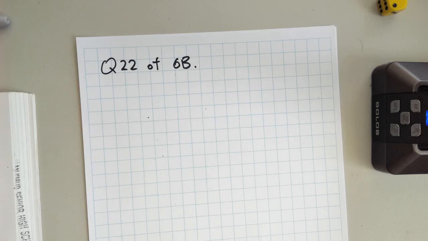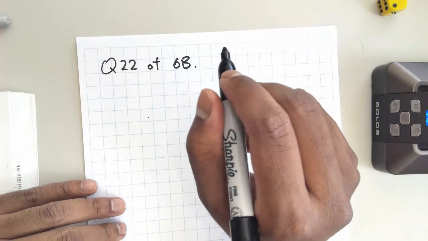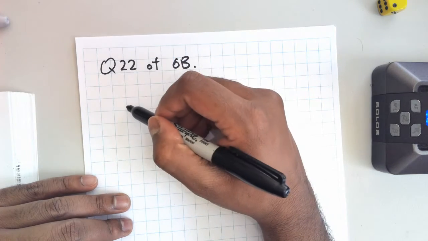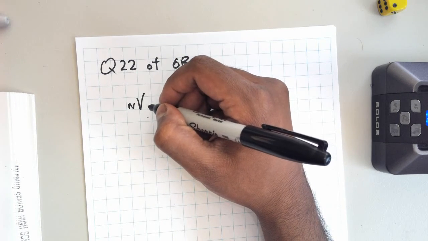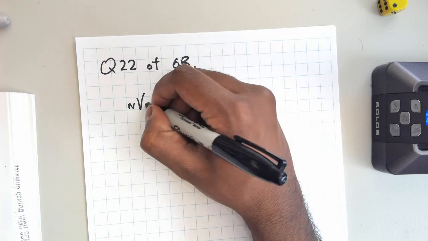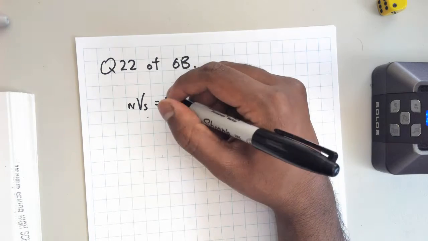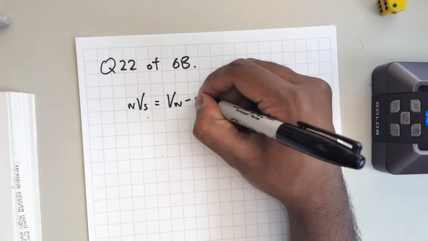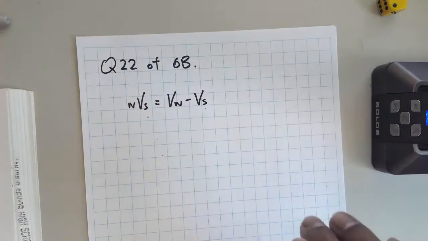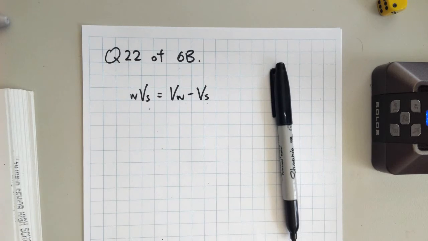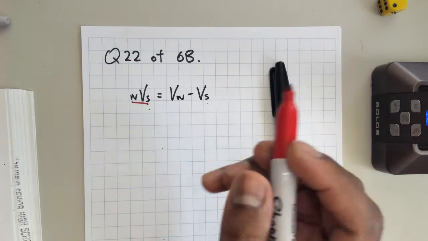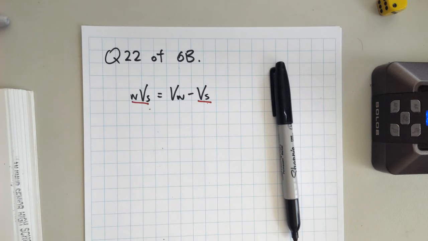Alright, so let's draw in our relative velocity equation. So we know the wind relative to the ship is going to be the true velocity of the wind, take the true velocity of the ship. Now in the question, they've actually given us that guy and that guy. And now we're going to draw this in a diagram.